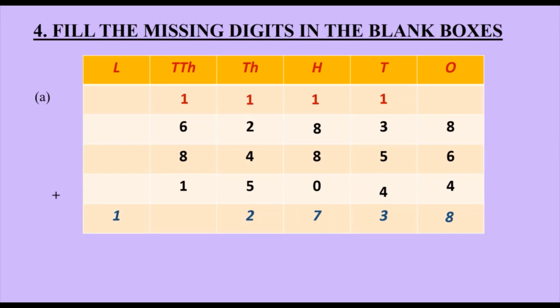Now we go to the 10,000s place. We have 1 in hand. 1 plus 6 plus 8 plus 1 is how much? 14 plus 1 is 15. 15 plus 1 in hand is 16. So we write 6 and 1 we carry to the lakhs place. So this is how we fill the missing digits.